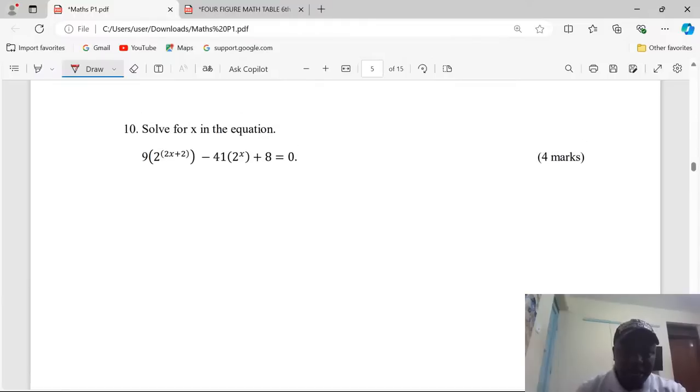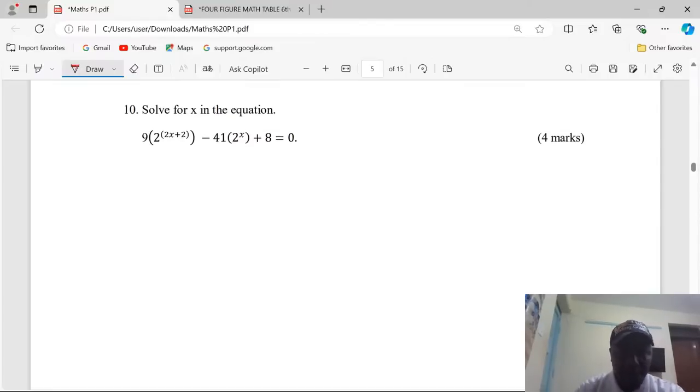Number 10. An indices question, number 10. Solve for x in the equation. The equation says that 9 into brackets 2 power 2x plus 2, you close the brackets, minus 41, then we have 2 power x plus 8 equals 0.